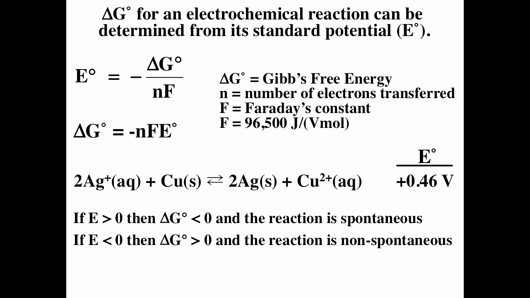Also, because of that negative sign in delta G equals minus nFE, if E naught is positive, that means delta G naught is negative. That corresponds to a spontaneous process. If E naught is negative, delta G naught is positive, and that corresponds to a non-spontaneous process.